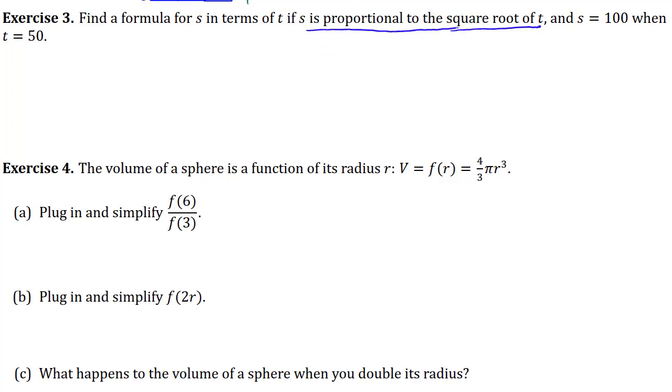First of all, it says proportional, so that's the same as just directly proportional. So we're not doing k divided by the square root of t, it's just going to be k times the square root of t. So we've got that, and then it also gives you that s is 100 when t is 50. So we've got to plug those in to be able to find the value of k here.